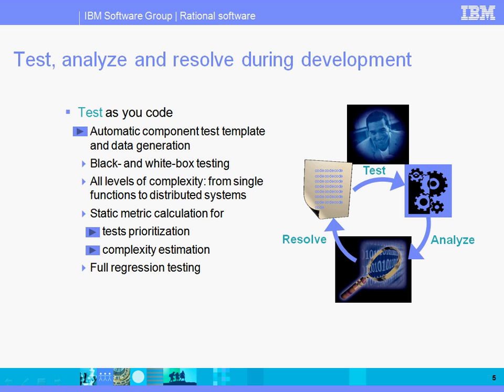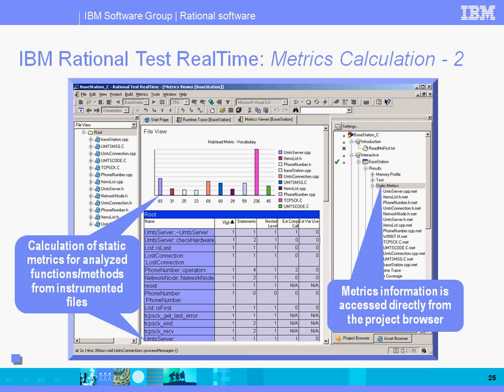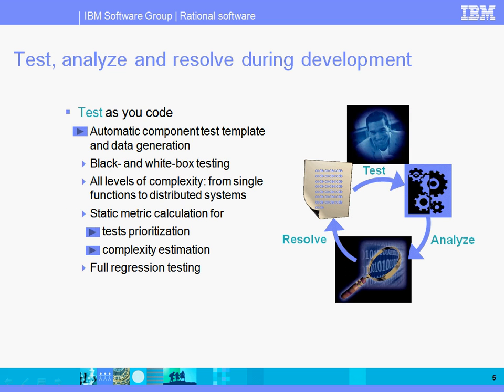So it also calculates the complexity estimation. If you see, the right-hand pane is a project browser, and the leftmost browser is an asset browser. If you click on each file, it will give you the corresponding metrics, which can help you to plan your testing activities. Apart from this, it can also provide the full regression testing.